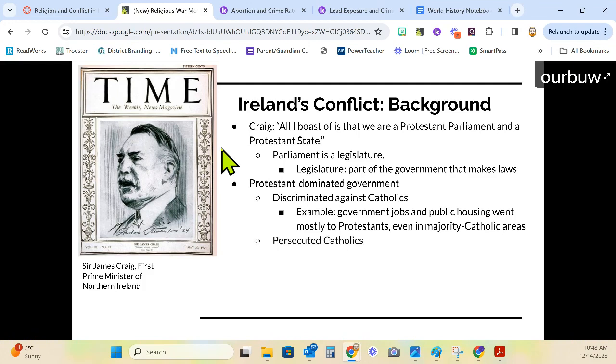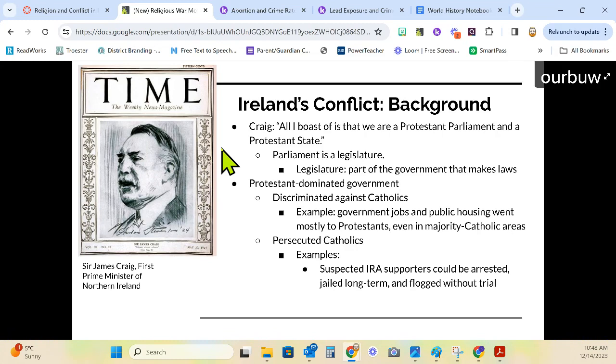They also persecuted Catholics. For example, if Vita is suspected of supporting the Irish Republican Army. This isn't saying that Vita is blowing up cars, carrying guns. If Vita is suspected of supporting the Irish Republican Army, he can be arrested and held in jail for a long time. And they can beat him. Right? That's the flogging part. They can whip Vita while he's being held in jail for this very long time without ever being charged with a crime. You can't do that in the United States.